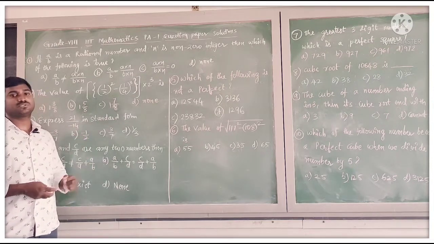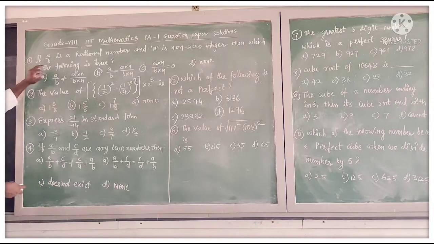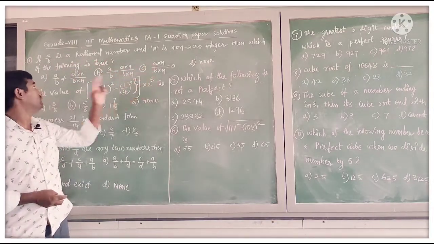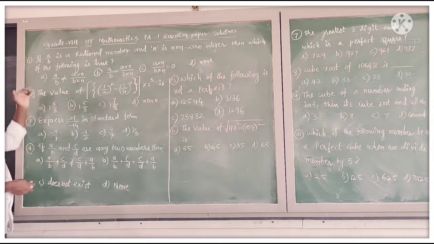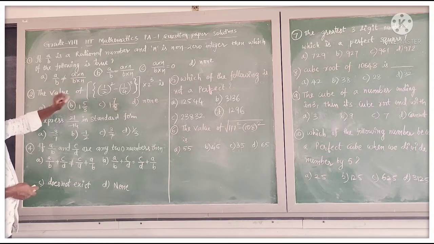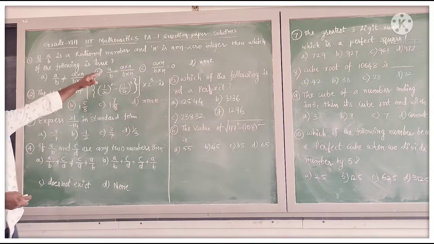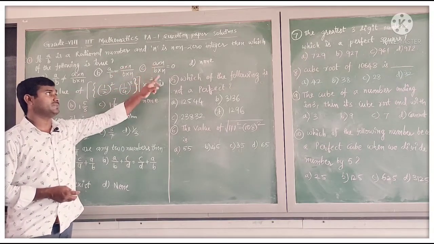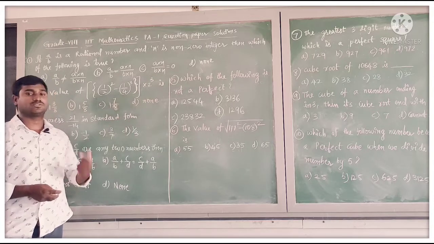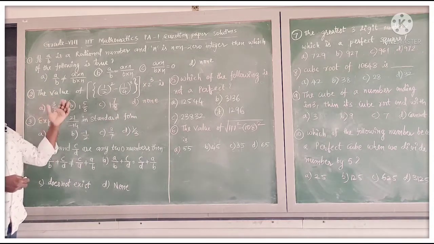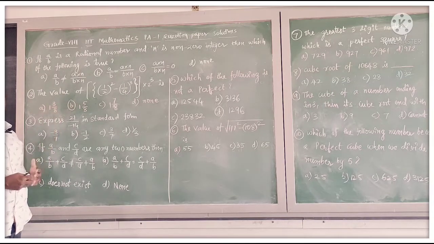In that, the first question we have: if a by b is a rational number and n is a non-zero integer, then which of the following is true? First option, a by b is not equal to a into n by b into n. Second option, a by b equals a into n by b into n. Third option, a into n by b into n equals 0, D is equal to 9. So we know, how to write the equivalent rational number? By multiplying the numerator and denominator with the same integer, we will get the equivalent rational number.